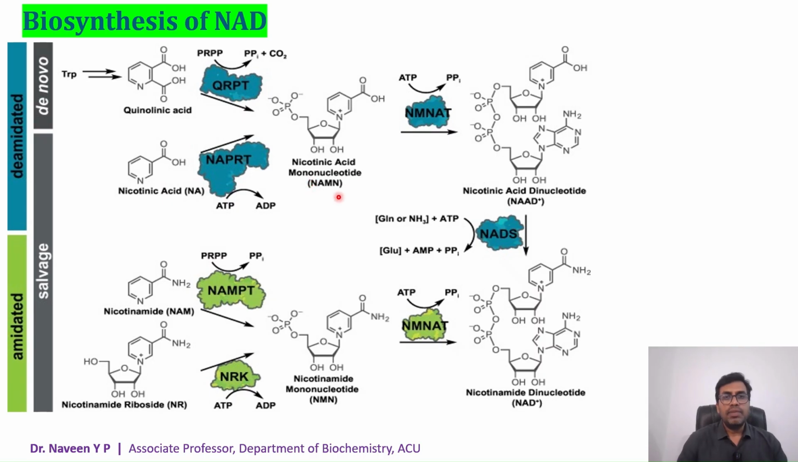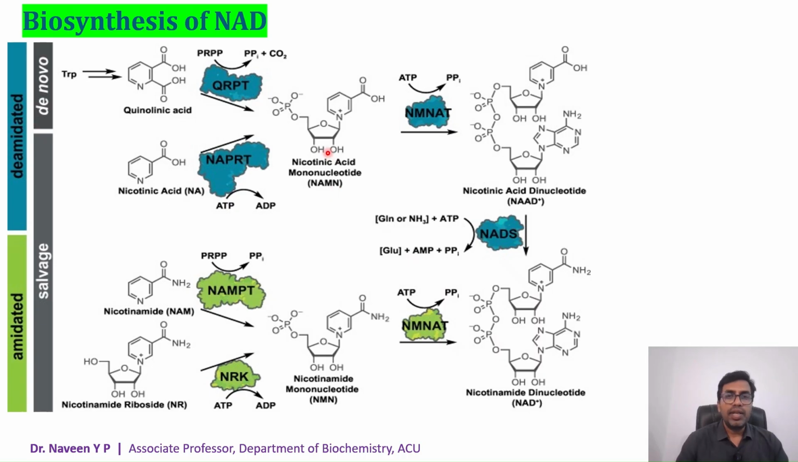Now, nicotinic acid mononucleotide can also be formed from nicotinic acid. As I told you, nicotinic acid is one of the forms of vitamin B3. We have nicotinamide, which is another variant or type of this vitamin B3. Now, nicotinic acid, by the action of the enzyme called nicotinic acid phosphoribosyl transferase, gets a ribose and phosphate group added, and that ribose and phosphate will be taken from the ATP. Finally, this nicotinic acid will get converted into nicotinic acid mononucleotide.